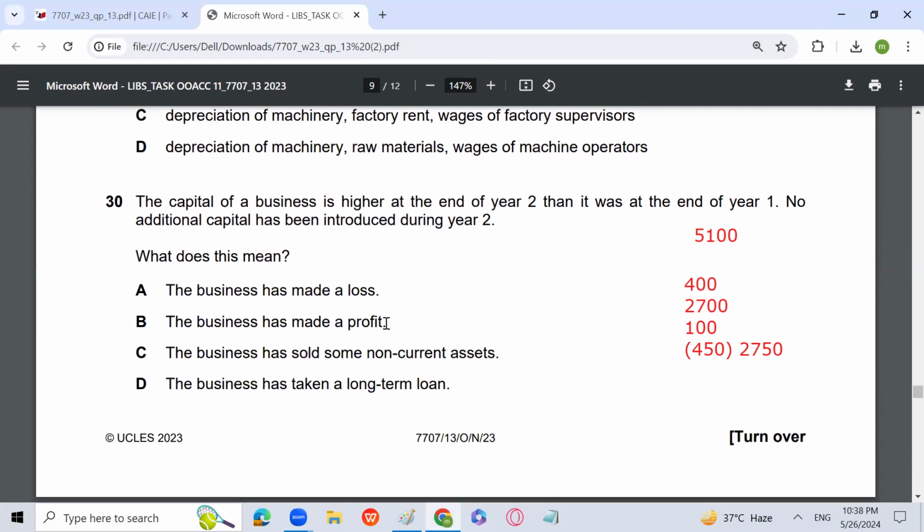Capital of the business is higher at the end of year 2 than it was at the end of year 1. No additional capital has been introduced during the year 2. What does this mean? Very simple.